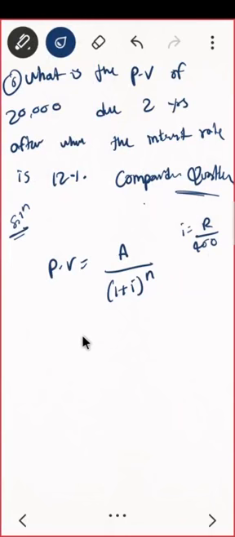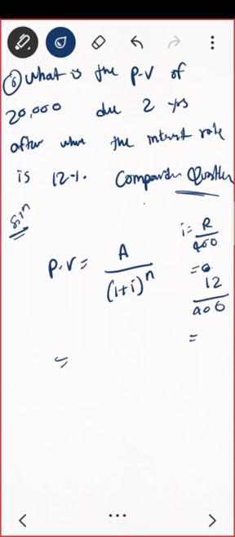20,000, and it is for 2 years. What is R, you know? So it will be 12 upon 400. Put it in the present value formula and get the final answer. Okay.